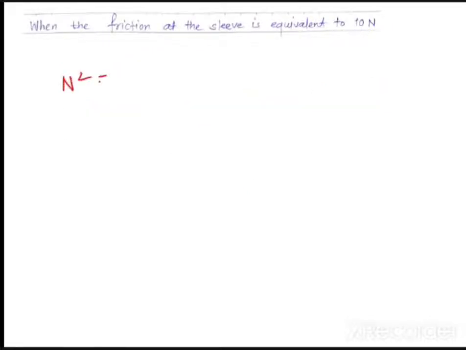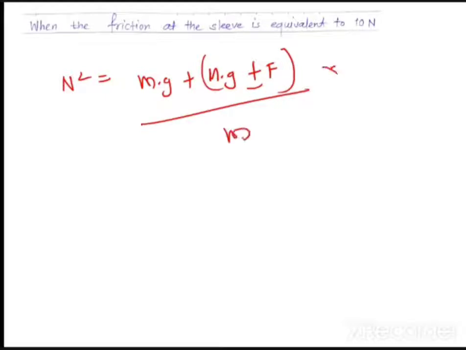N square is equal to, what will the formula become? (mg plus Mg plus or minus F) upon m, into 895 upon h. This formula changes like this. Since I have to consider the friction, I have to use this formula. Now tell me when you will use plus F and when you will use minus F, for N1 and for N2.